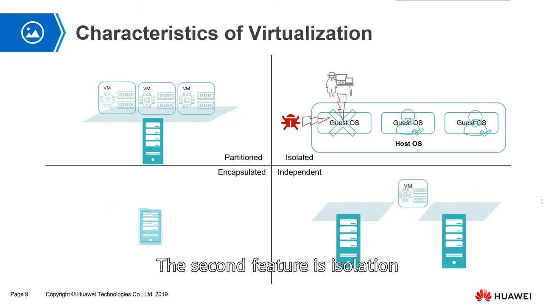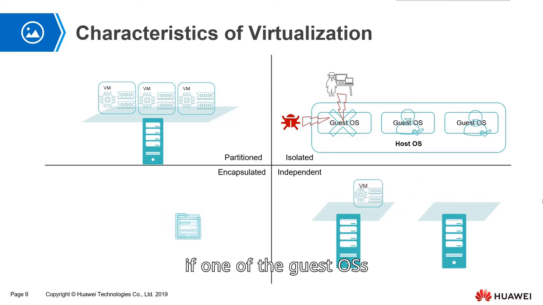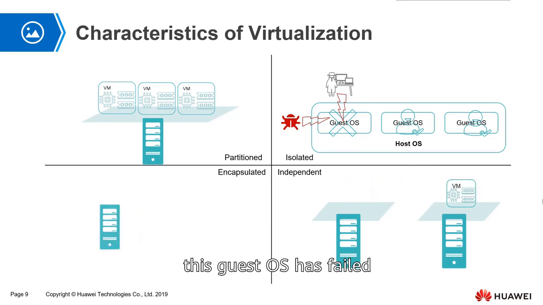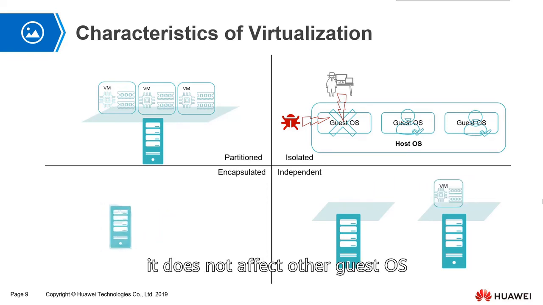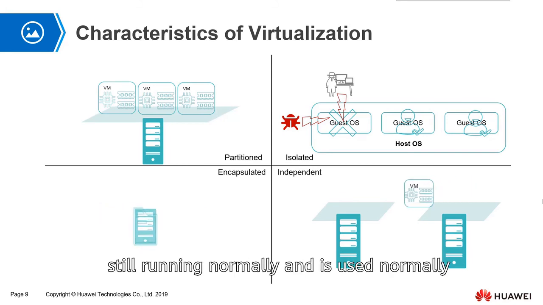The second feature is isolation. Running multiple guest OS on a server, if one of the guest OS is attacked by a hacker or poisoned by a virus, whatever the reason this guest OS has failed and cannot run normally, it does not affect other guest OS, and other guest OS are still running and used normally.